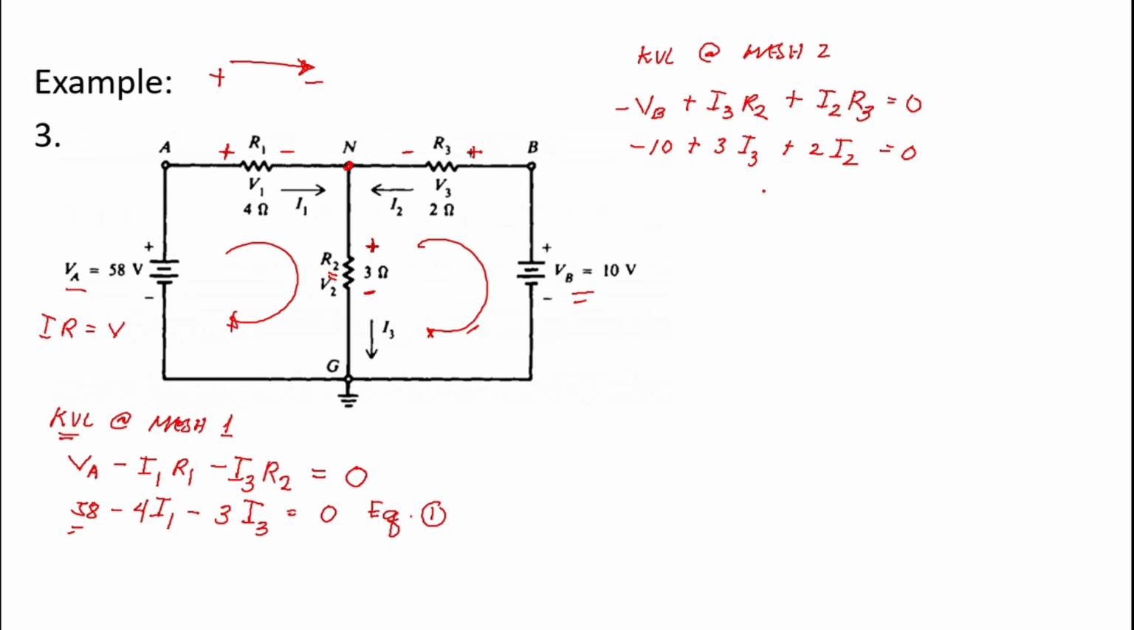Then, arrange mo ngayon. Unahin mo si 2 and then 3. So, minus 10 plus 2 I2 plus 3 I3 is equals to 0. So, consider this as your equation number 2. Ayun. Hindi ka pa magkakaroon ng elimination para makuha mo yung I1, I2, and then I3. Kasi ang equation number 1 mo is I1 and then I3, while equation number 2 is I2 and then I3.